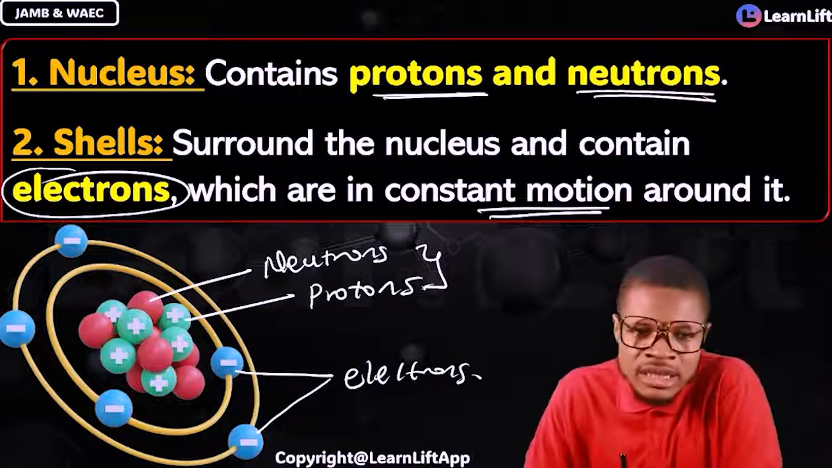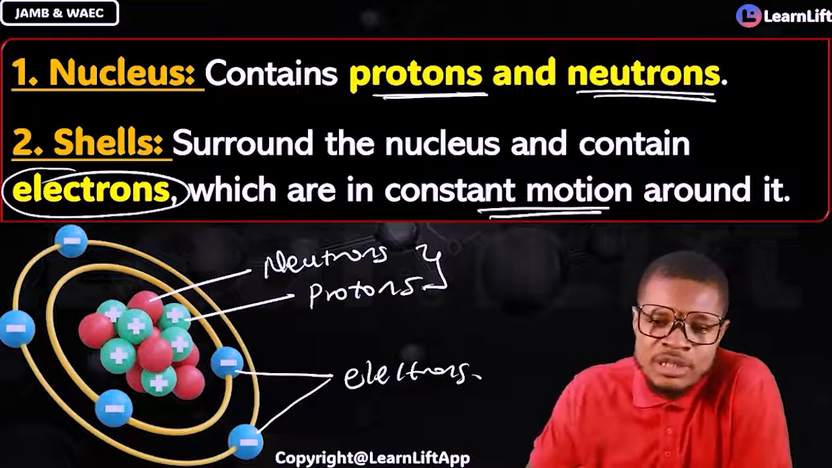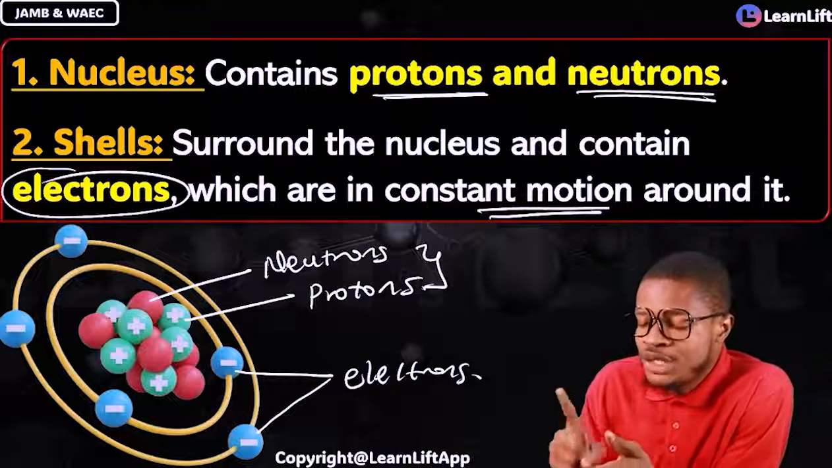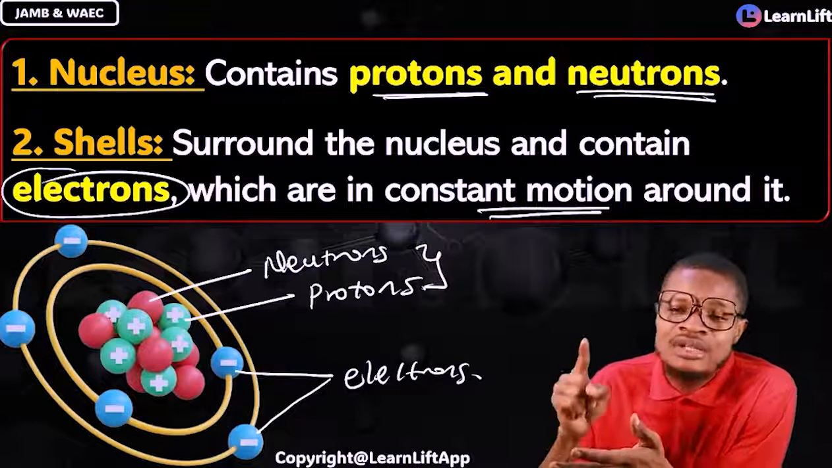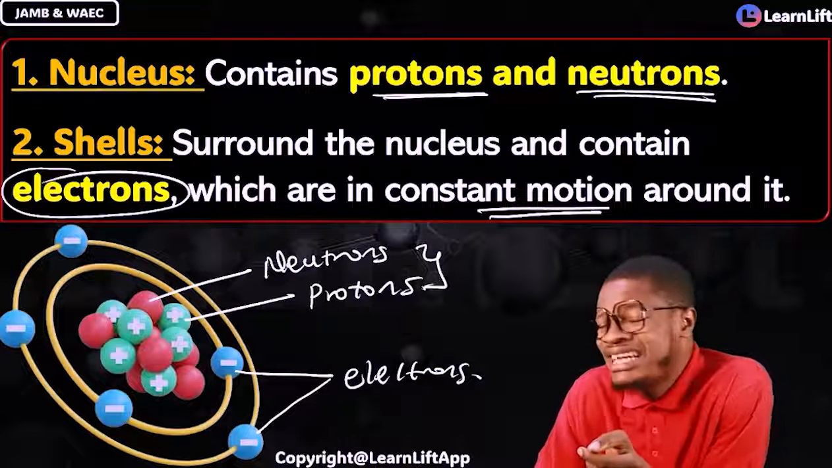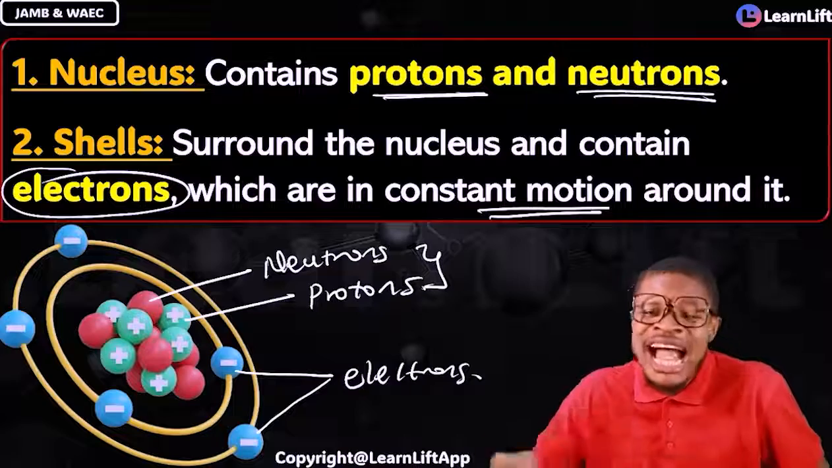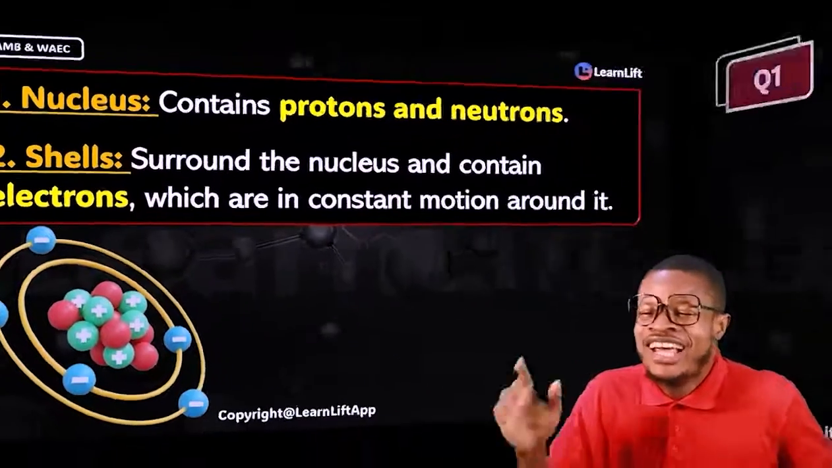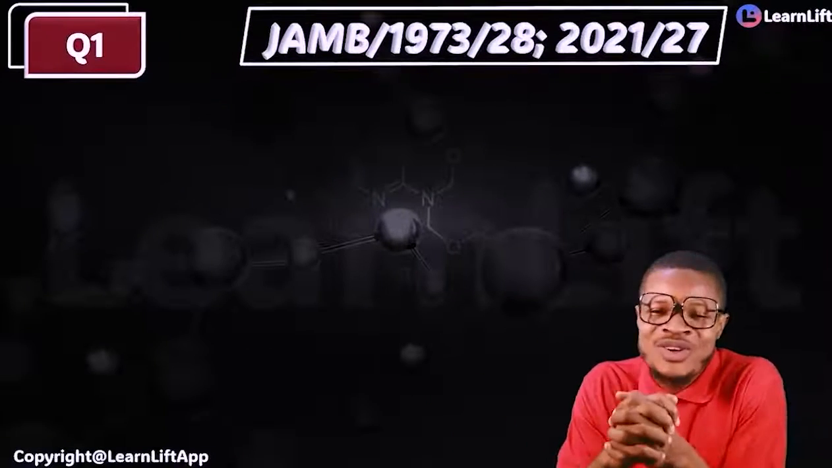Again, give me the 2 things that your atom is made up of. Number 1 is called your nucleus. Number 2 is called your shell. Inside the nucleus, there are protons and what? Neutrons. Now, the shell, what does it contain? It contains the electrons. And the electrons are in constant motion around the nucleus of the atom. So you see it now. Now, you got that very fast. Answer this question for me.